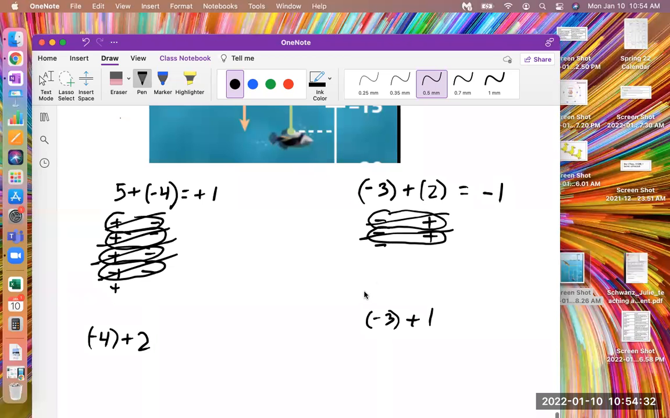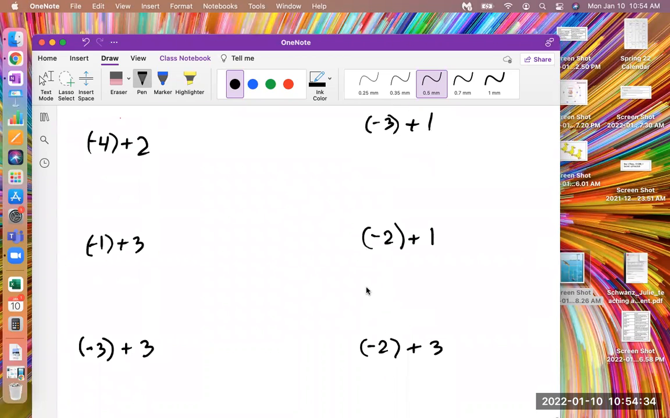What I'd like you to do is to do these 6 problems. Get a piece of paper and write out 4 negatives, and then write out 2 positives. So write 2 positive signs, and then circle each pair of negative and positive and cancel it out. And then write the answers in. So I'll give you a little bit of time to do that. So pause this recording and then do this.